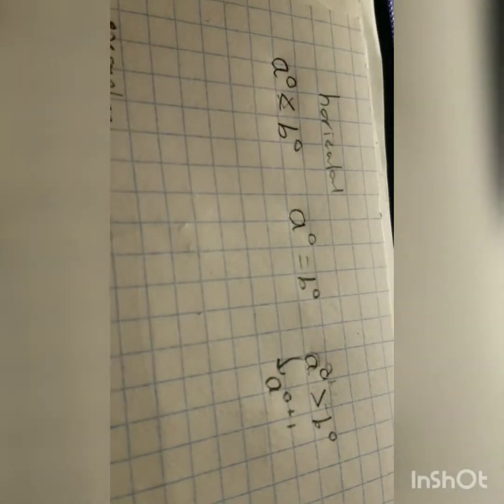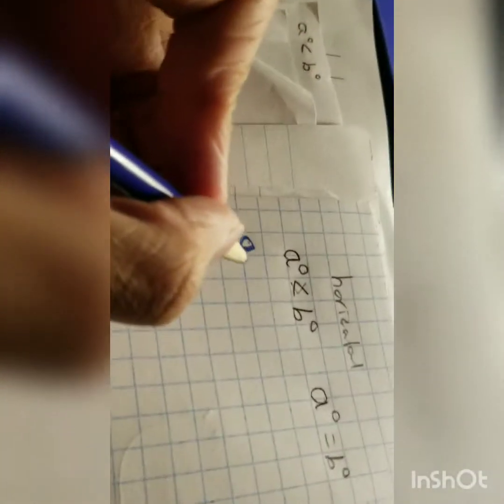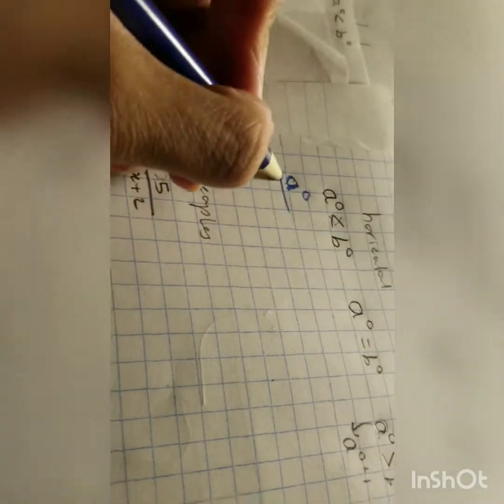Basically, we have three scenarios in what can happen. The first scenario is the degree of A is greater than the degree of B. Let me tell you what I mean by degree of A and degree of B. Degree of A is the highest degree on the numerator, and degree of B is the highest degree on the denominator. That's all I need to know.